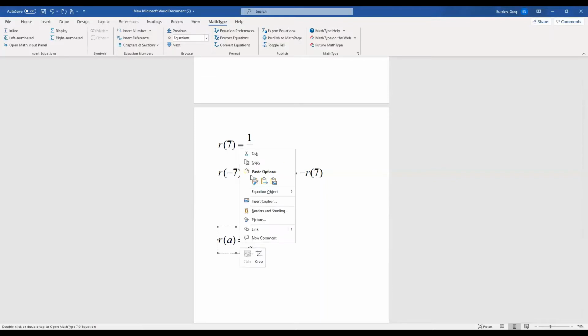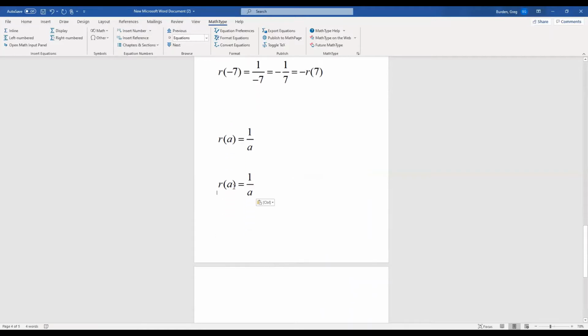Well, if I try with the opposite, so copy that and just make a little change. I replace A with its opposite. We get something very similar to what I had with 7 before. R of the opposite of A is equal to 1 over the opposite of A. So far it looks like, and then of course it can be shown regardless of what A is. Well, A is either a positive number or a negative number.